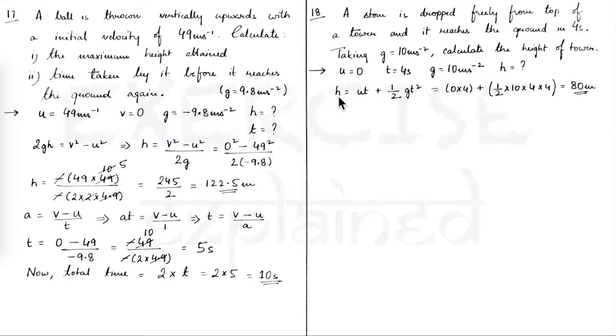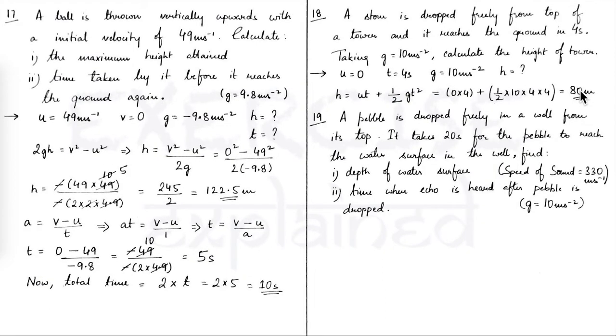So I can use h is equal to ut plus half gt square. I just substitute the values. u is 0, t is 4, half as half only, into g is 10 and t is 4, and again t is 4 because it is t square. 0 into 4 gives me 0, half into 10 into 4 into 4, so 2 and 4 cancel, so here I get 2, so 2 into 4 is 8 and 8 into 10 is 80, so we get it as 80 meters. So height is 80 meters, so this was an easy question.